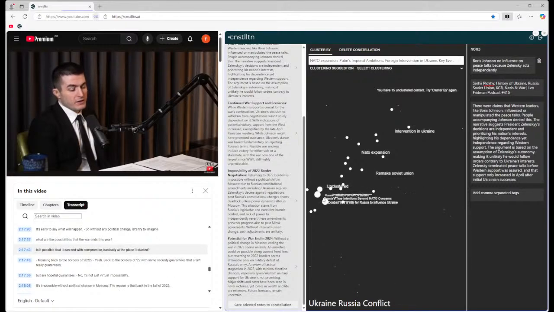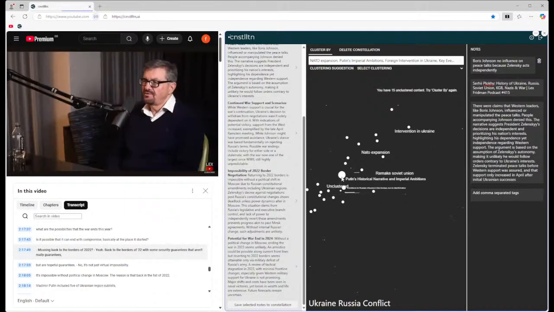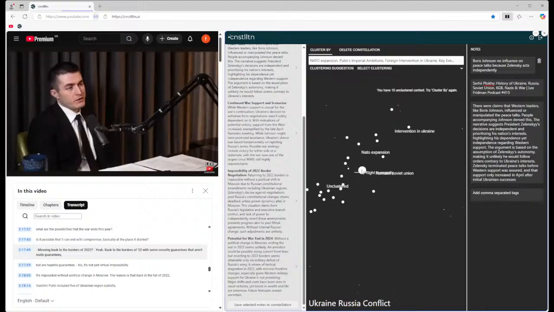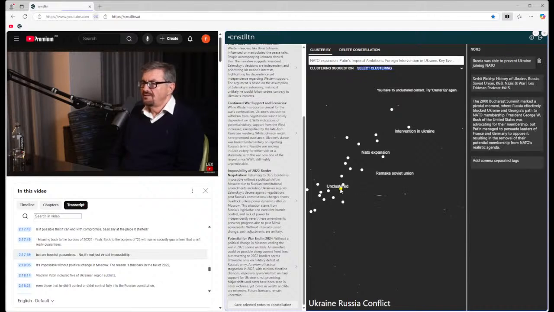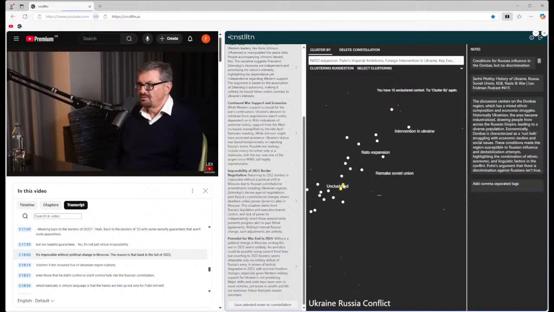Is it possible that it can end with compromise basically at the place it started? Meaning back to the borders of 2022? Yeah, back to the borders of 2022 with some security guarantees that aren't really guarantees but are hopeful guarantees. No, it is not just virtual impossibility. It is impossible without political change in Moscow.